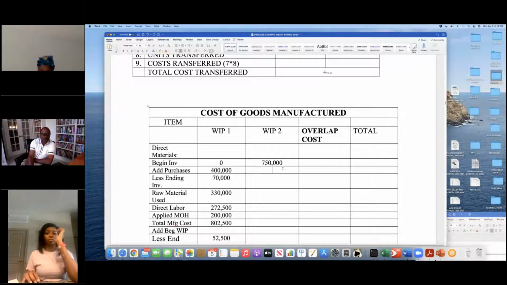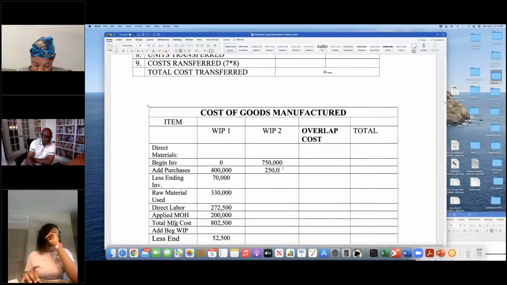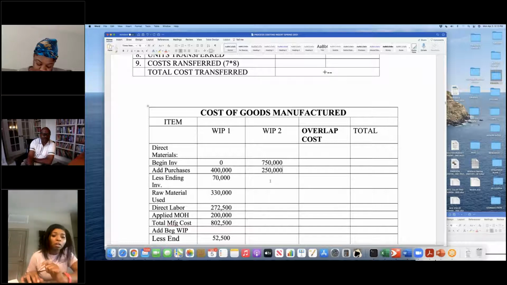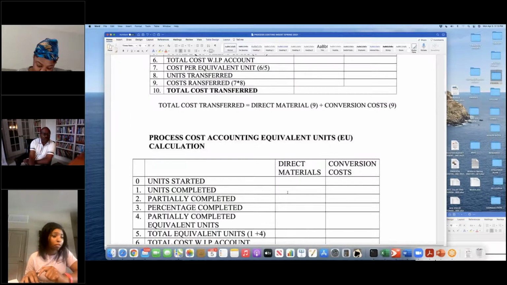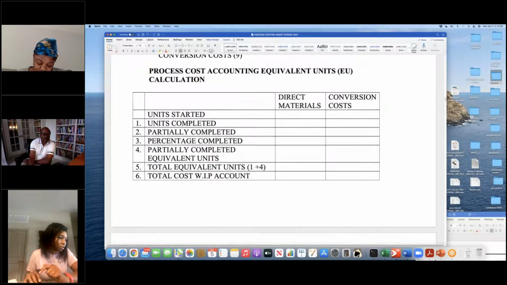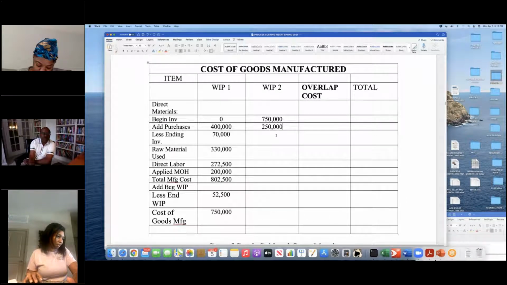How much did we put? It would be 250, right? And then the ending in raw materials was what? 250. On 250, how much was in? How much was left? Oh, 150 when we put 250 and then 150. Hold on, wait, let me see what we did before. How much was the raw material used?